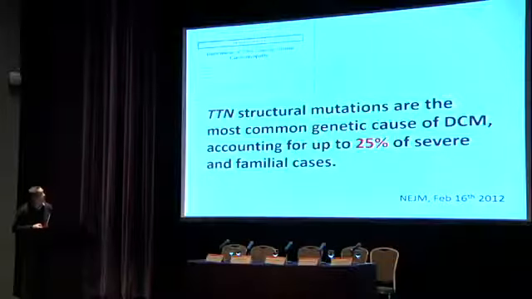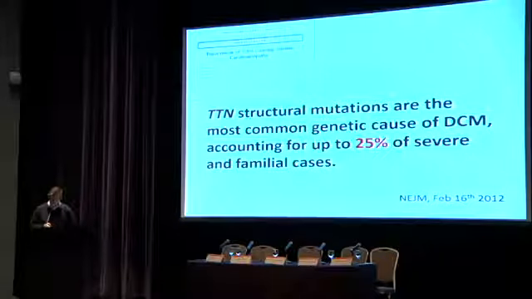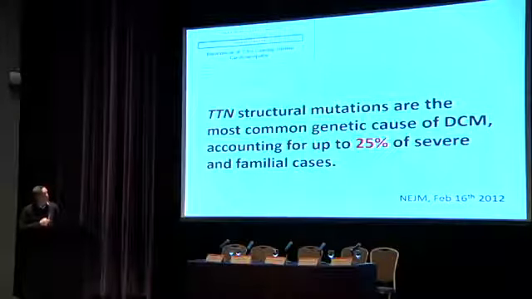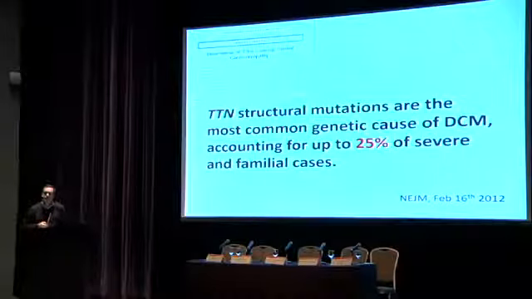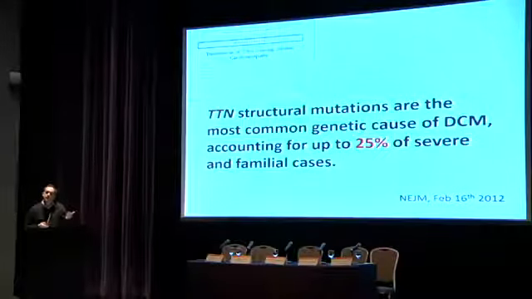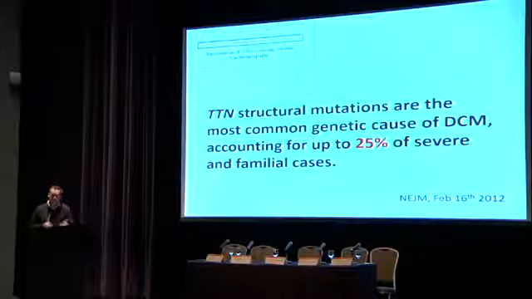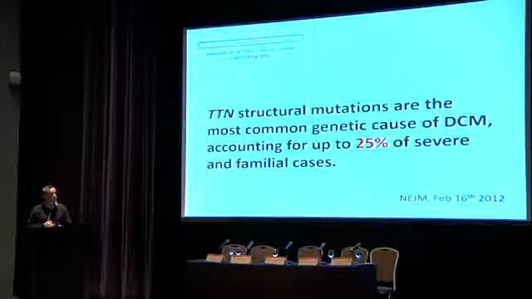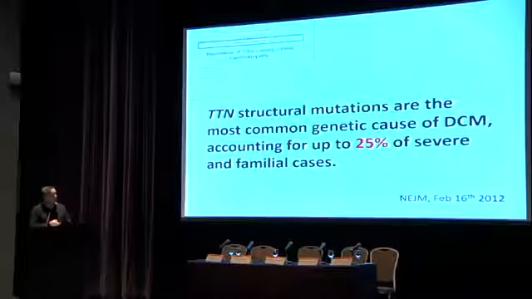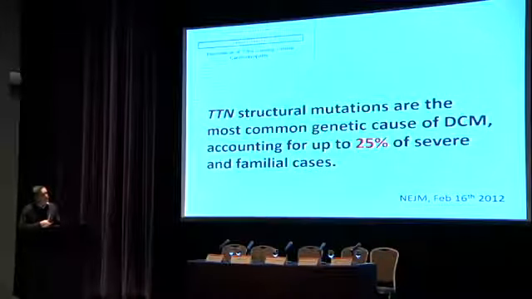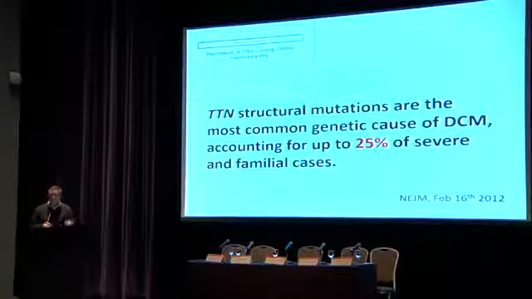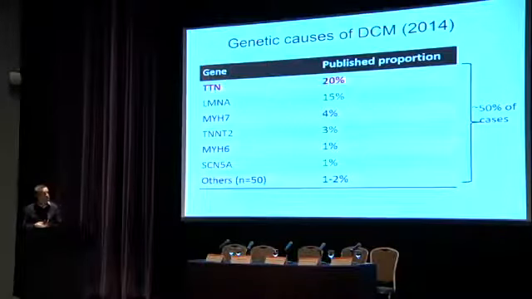We published this paper with Christine Seidman's group in the New England Journal in 2012, and in this paper, we sequenced the titin gene, which is the biggest gene in the human body, which had previously escaped genetic interrogation because it's just too big. It's 100,000 base pairs long. But with the new sequencing technologies, we can sequence it. And we found that up to 25% of cases of DCM had a mutation in this gene. So this changes things quite a lot.